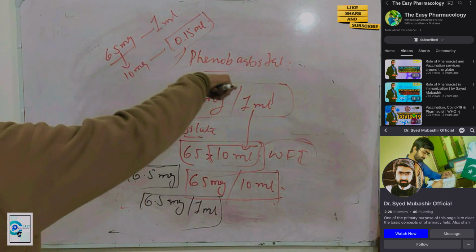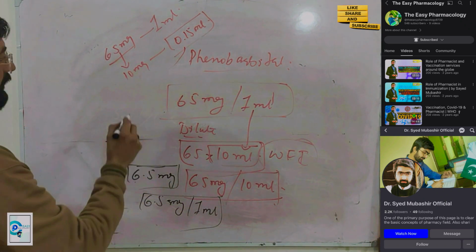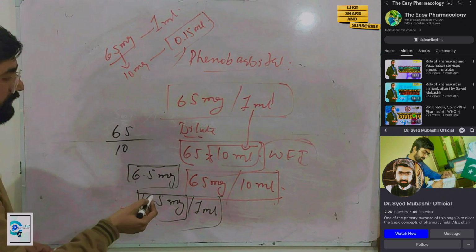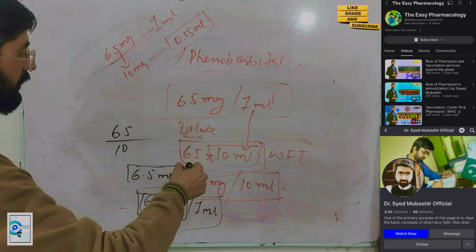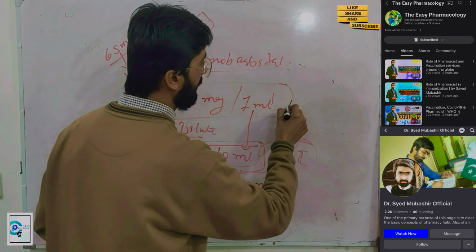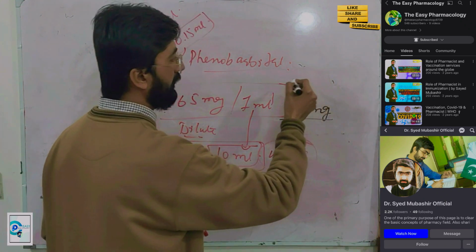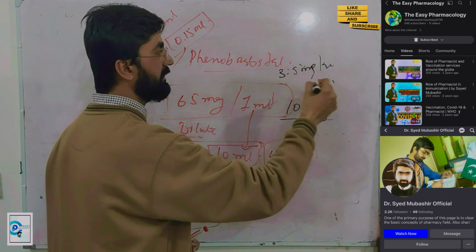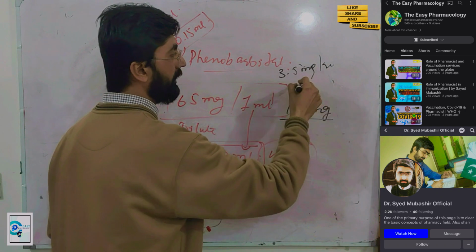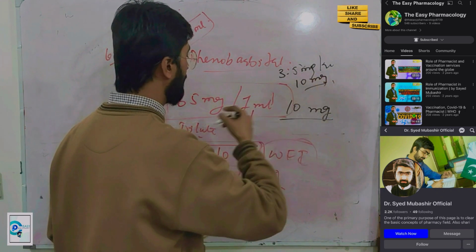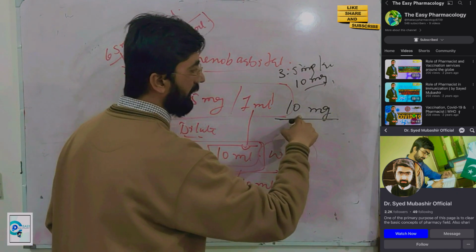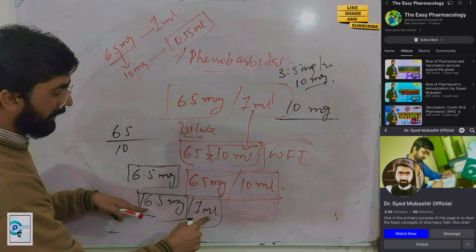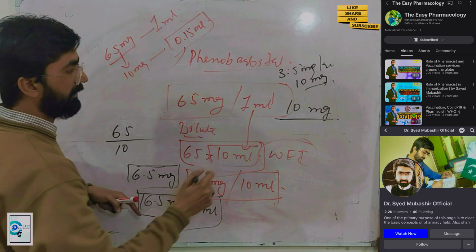Now the situation is 6.5 milligram in 1 ml. You will divide the recommended dose for that patient, which was 10 milligram. The recommended dose was 3 to 5 milligram per kg and the patient's weight was 2 kg, so the conclusive dose for that neonate was 10 milligram. You will divide this by the value now, because in 1 ml the total is 6.5 milligram.